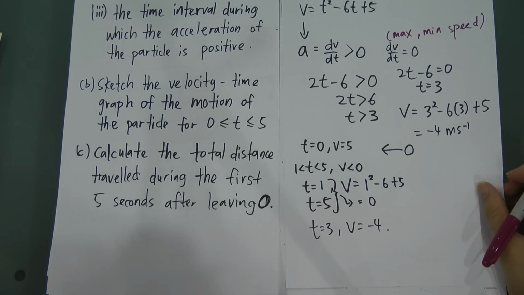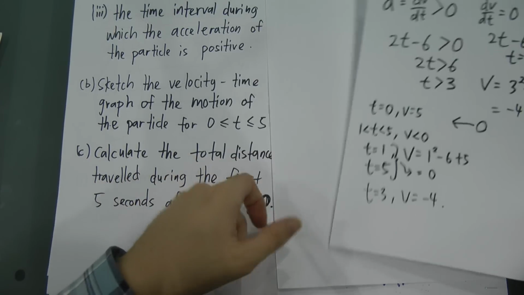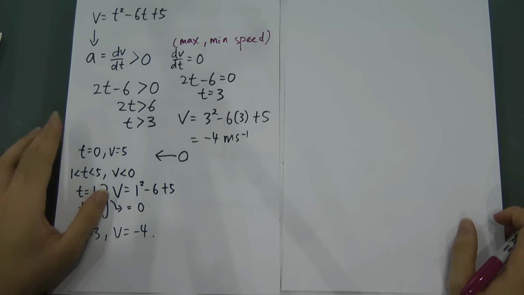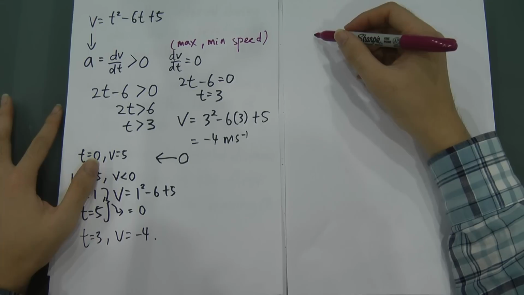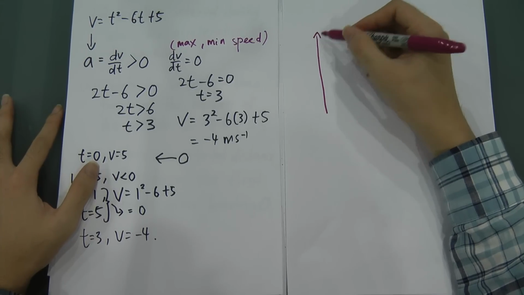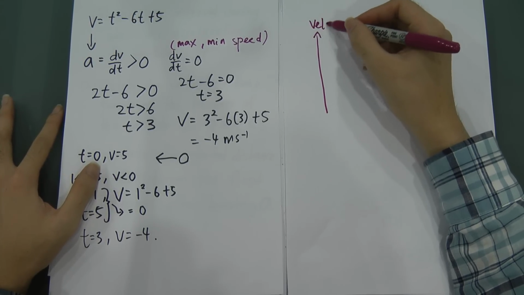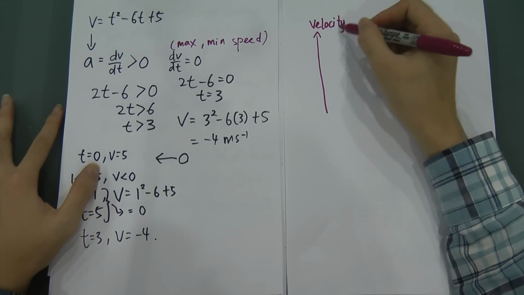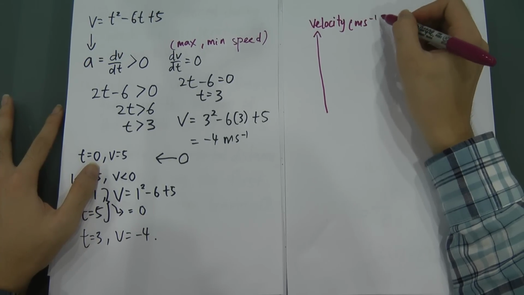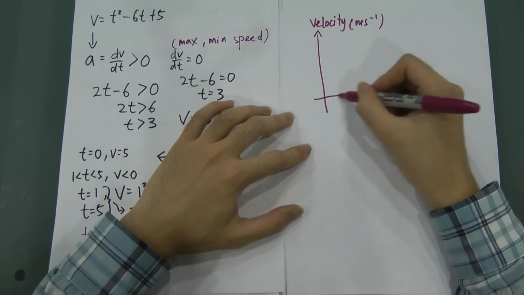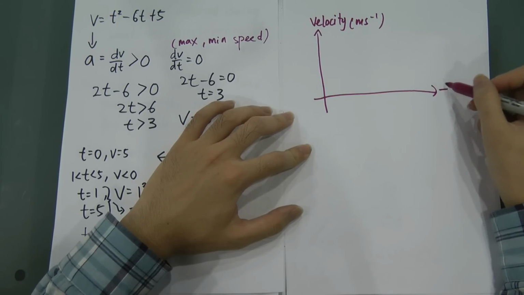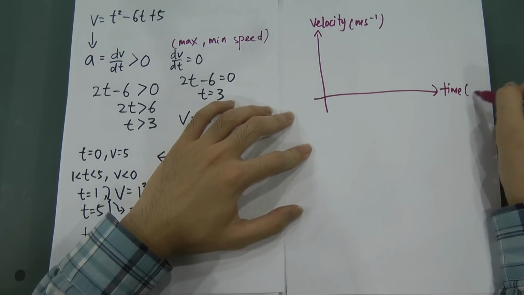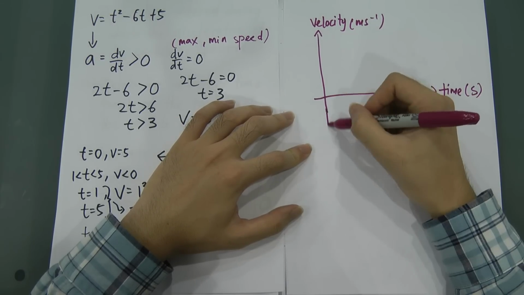Okay, never mind. I use a new paper to sketch the graph. First, this is called a velocity time graph. So this one should be velocity, in ms^-1, and then this one should be time, which is in seconds.